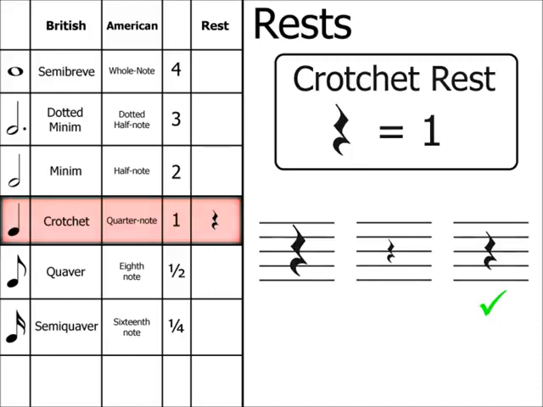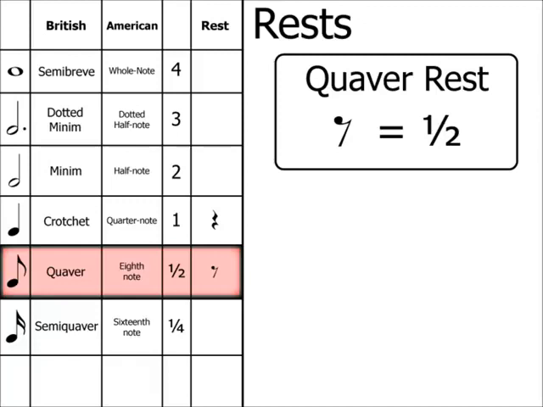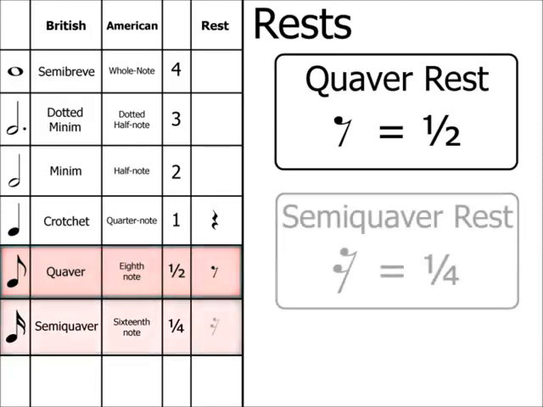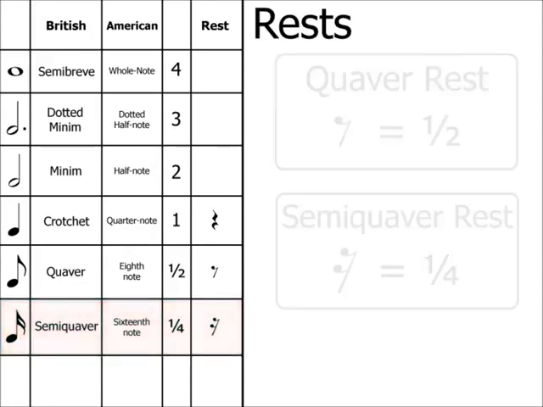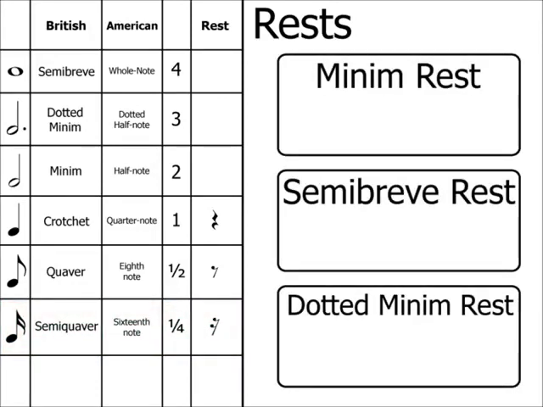A quaver rest looks like this, a little 7 with a blob at the start of the symbol. Like the quaver, it's worth half. A semiquaver rest looks similar to a quaver rest. Remember that a quaver has 1 tail, so the quaver rest has 1 arm. A semiquaver has 2 tails, so its rest has 2 arms. So this symbol represents a rest of a quarter. Now, the rest for a minim, semibreve and dotted minim look very similar.